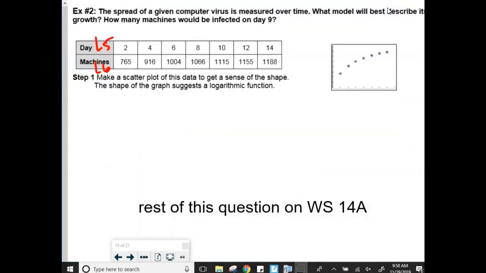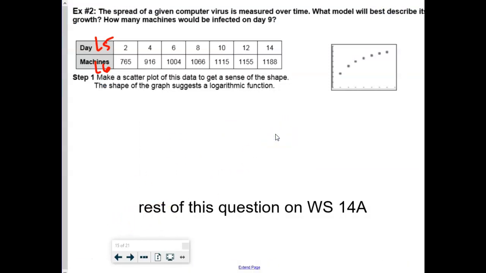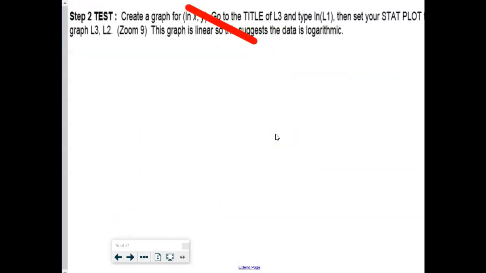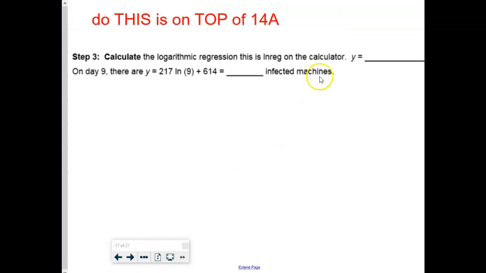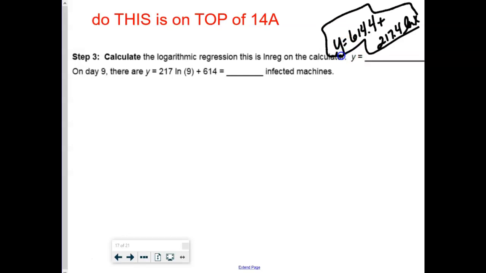All right, so we're going to... No, we're not, Abruzzo. Come on. Turn the page. Remember, we're not doing that testing thing. So on page 14a, you guys should be able to write down your equation now, which I already forgot. So it's 614 point, I'm just going to round to 4, plus 217.4 times the natural log of x. There is your equation.